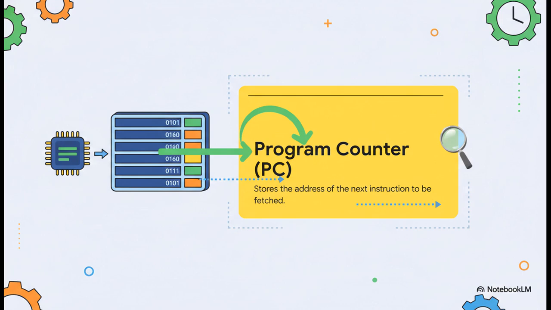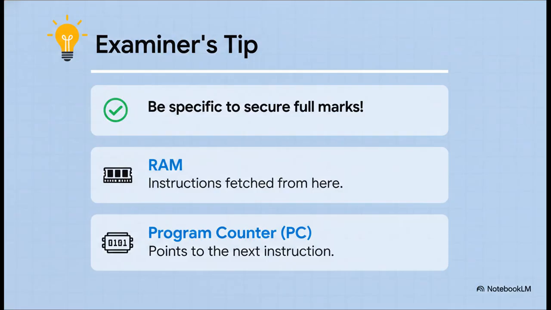Its only job, its whole purpose in life, is to hold the address of the very next instruction. As soon as that instruction is fetched, the PC immediately updates to point to the one after that. It's what keeps the whole show on the road. Okay, here's a top tip for you. For this specific 2-mark question, you probably don't need to name the program counter. But using precise terms like RAM and showing that you know about key components like the PC tells the examiner that you've got a really solid grasp of the topic. It's a great way to impress.